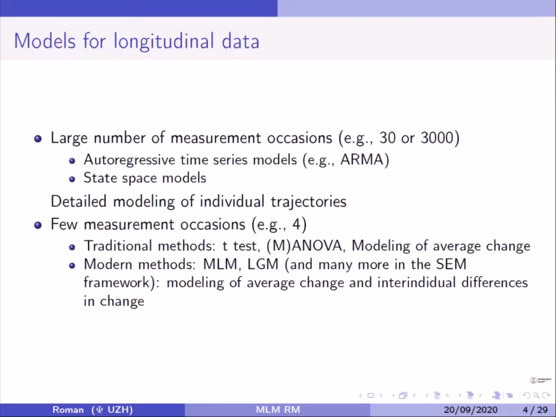Now, if we have fewer measurement occasions, maybe 4, 10, 15, we can use traditional methods like a t-test, multivariate or univariate ANOVA, and this models our average change. Now, modern approaches like multi-level modeling and latent growth modeling, as well as many, many more within the structural equation modeling framework, if you're familiar with that, exist. And now we're modeling the average change and the inter-individual differences in change across time. And that's what we'll be focusing on in this class.